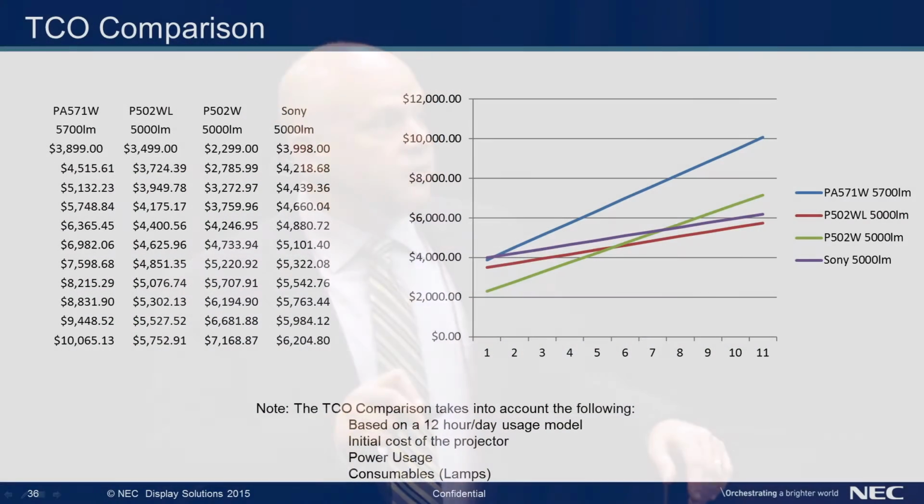So TCO comparison. Now this isn't just an NEC scenario, but I wanted to throw in a competitor's product as well. It's looking at an LCD-based projector here, the PA571. It's looking at a solid state. It's looking at a lamp-based system. And then it's looking at a Sony laser phosphor system.